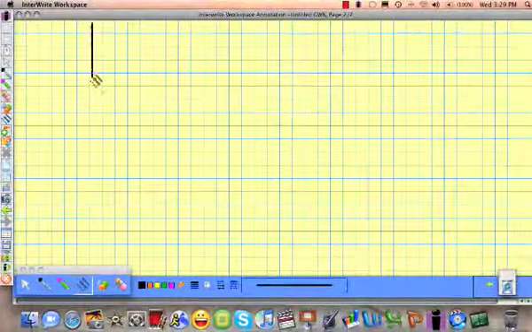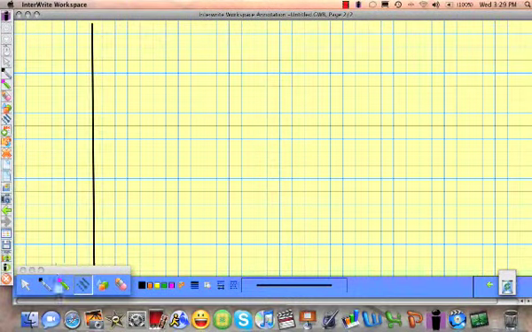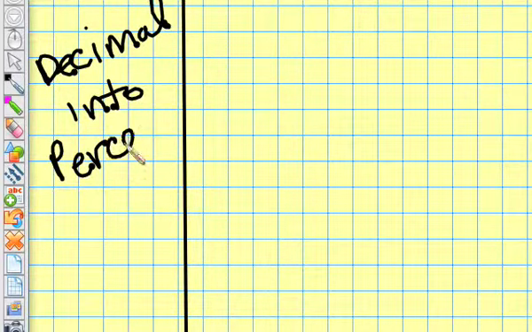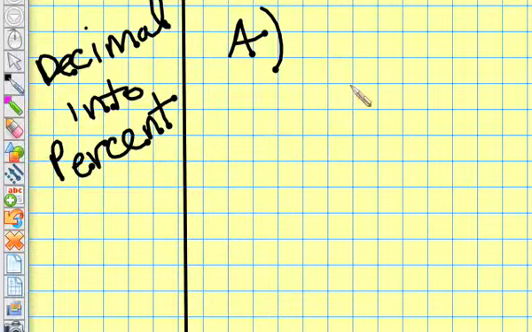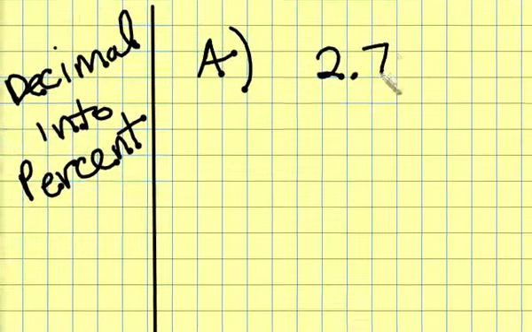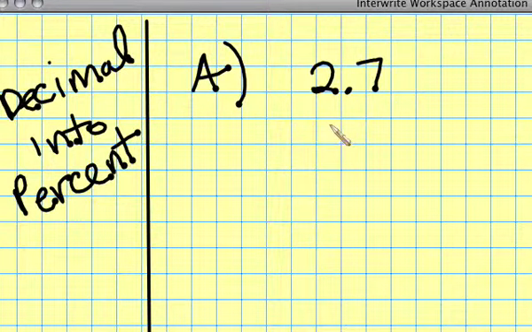So let's go ahead and do one together. I'm going to go on our next page. We're going to go ahead and create my line. We're going to put on the left-hand side decimal into percent. Here we go, example A. Let's take a look at 2.7. You may look at this and say, Mr. H, I can't move it twice because there's only one number. But yes, you can. Think about it.